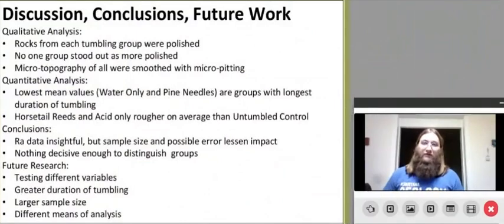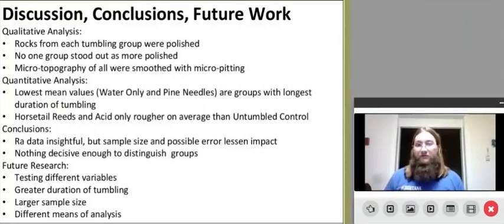Well, ultimately the study didn't find any conclusive diagnostic features. None of the tumbling groups create any significant difference in surface features from each other, and the RA values have their problems. If anything, they suggest that tumbling duration might be the most influential variable. So we still have that identification problem. But this means there's plenty of room for future research to be done.